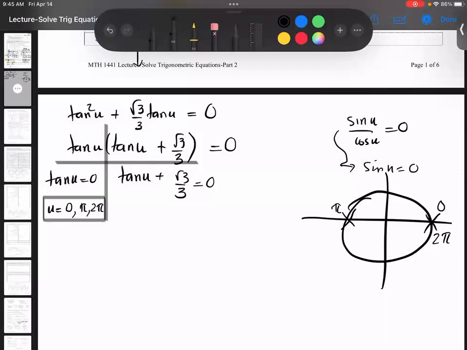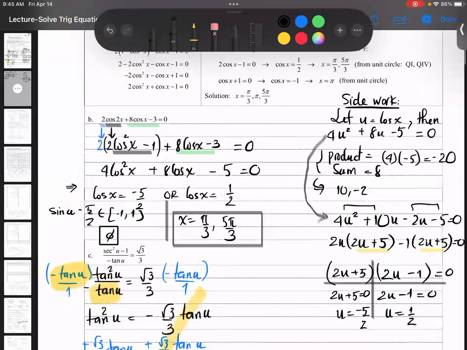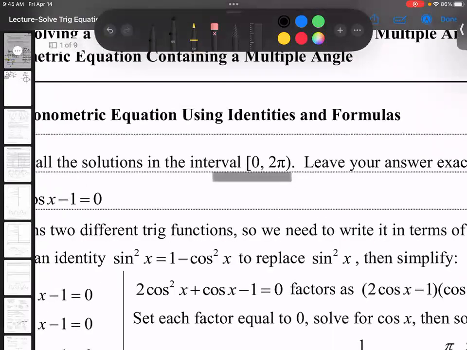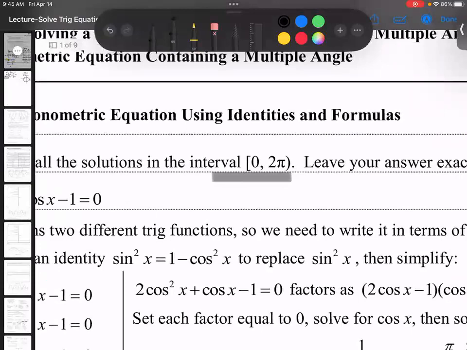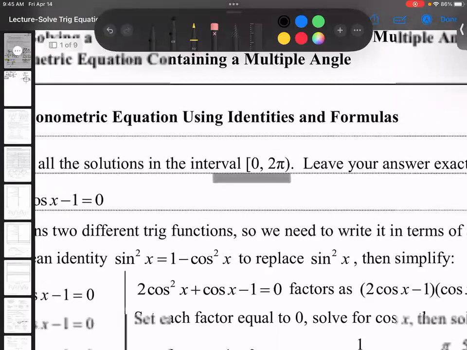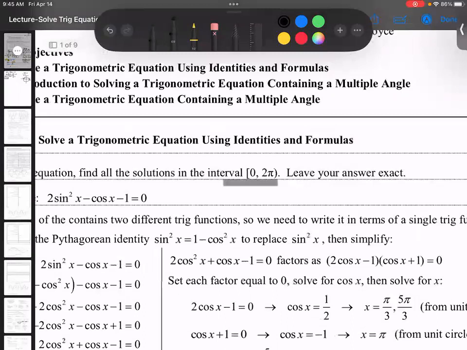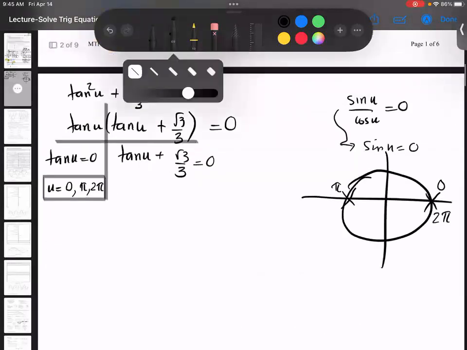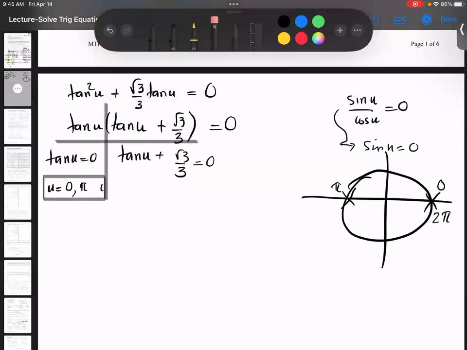The reason we have 3 here is because if you look at your problem, it includes 0 and 2 pi. Oh, it doesn't include 2 pi. Sorry, I was thinking that's the bracket. So no 2 pi, it's not included. Sorry about that.